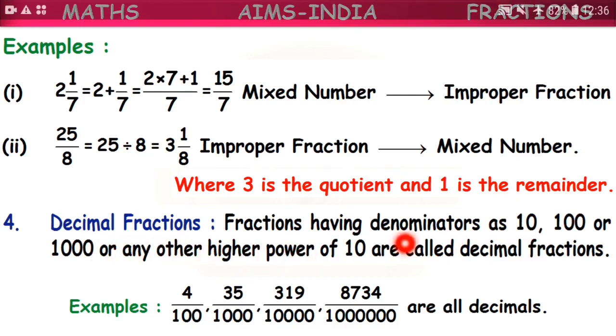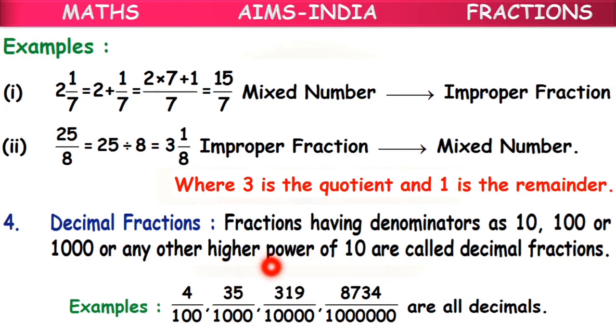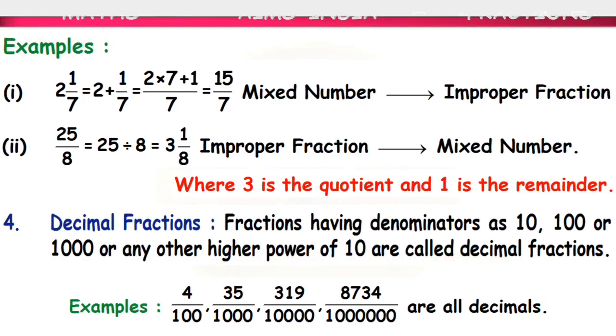Decimal fractions. Fractions having denominators as 10, 100 or 1000 or any other higher power of 10 are called decimal fractions. What are decimal fractions? Decimal fractions are fractions having denominators as 10, 100 or 1000 or any other higher power of 10. Example: 4 by 10, 34 by 100, 35 by 1000, 319 by 10,000, 8,734 by 1 lakh are all decimal fractions.